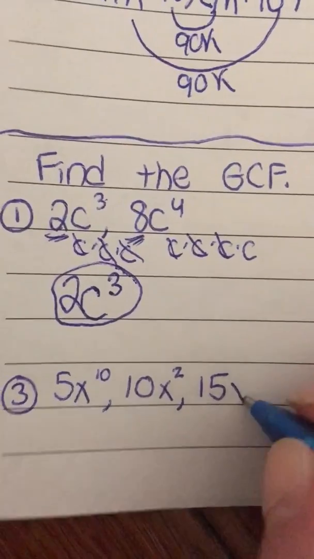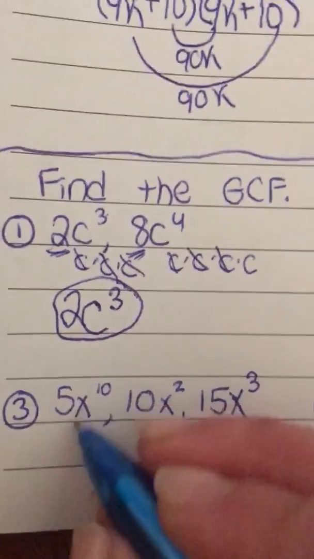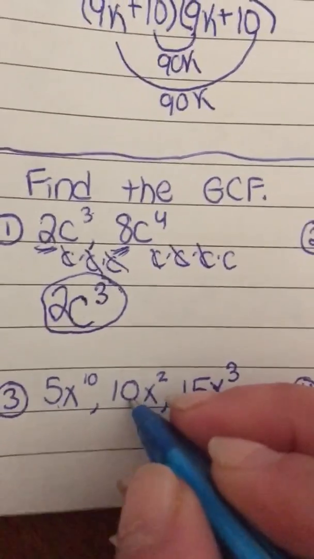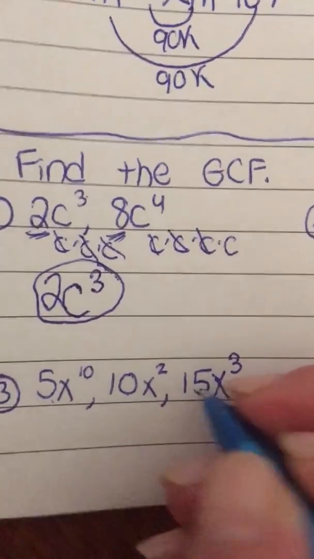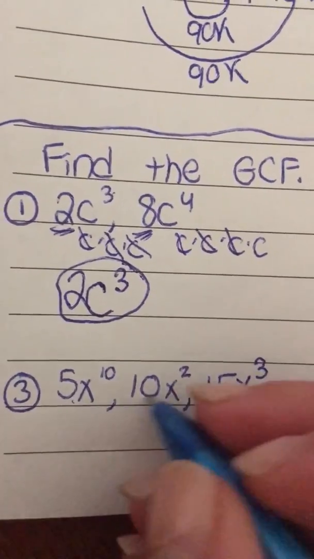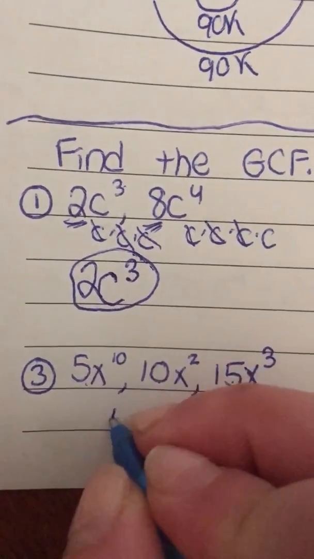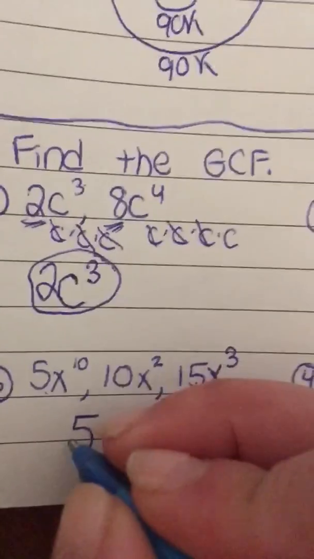You know what? I'm going to change this so that way we have an x. Okay. So first look at your coefficients. 5, 10, and 15. The highest number that you can divide them all by is actually just 5, right? 5 times 2, 5 times 3. So 5 is our GCF of the coefficients.